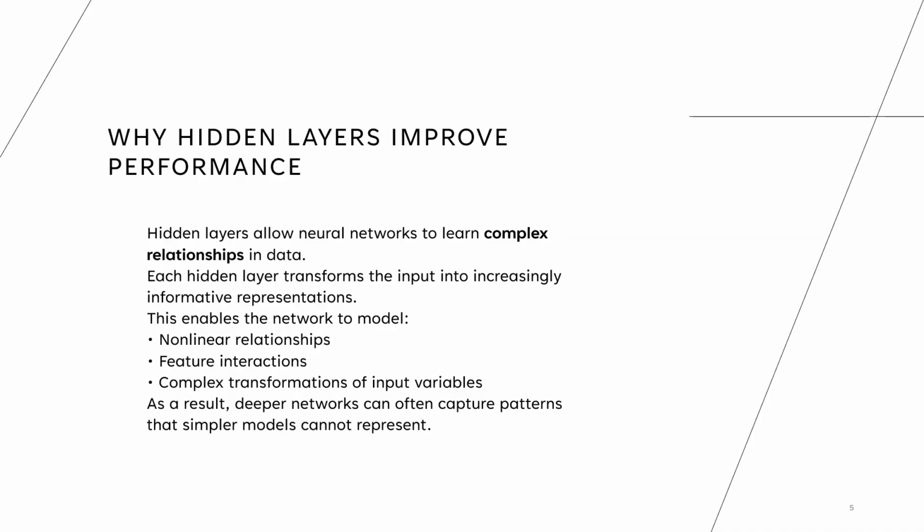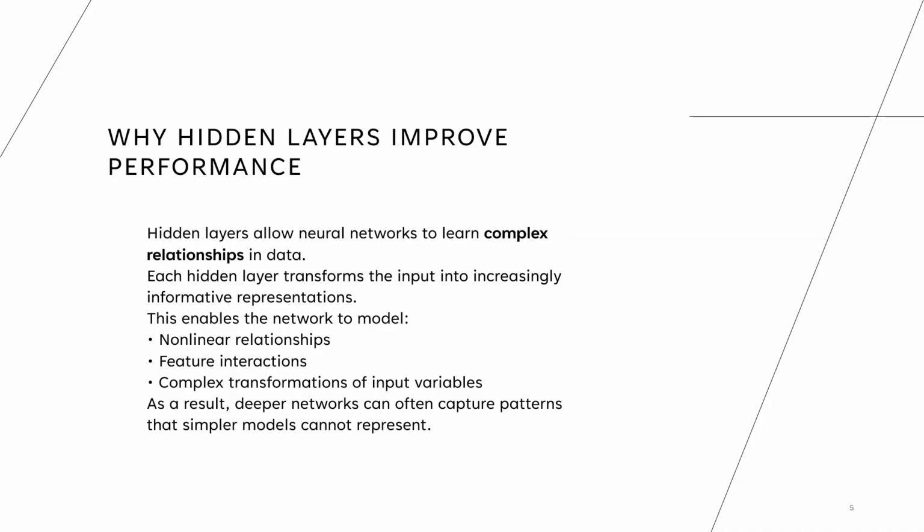For example, linear regression assumes that the relationship between variables can be represented by a straight line. However, real-world data rarely behaves in such a simple way. Many relationships between variables are nonlinear, and multiple variables often interact with one another in complex ways. This is where hidden layers become valuable.